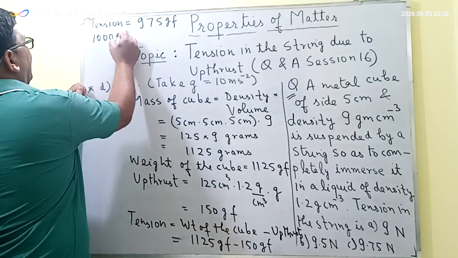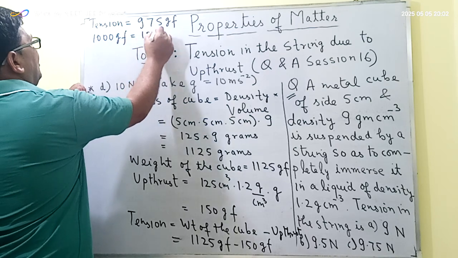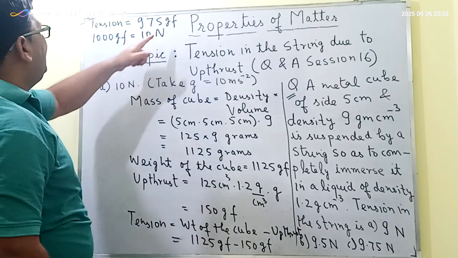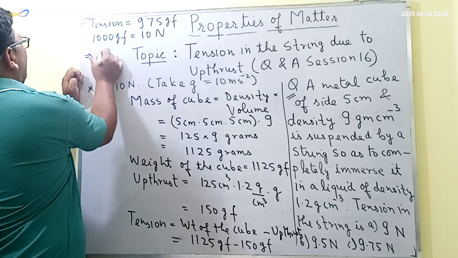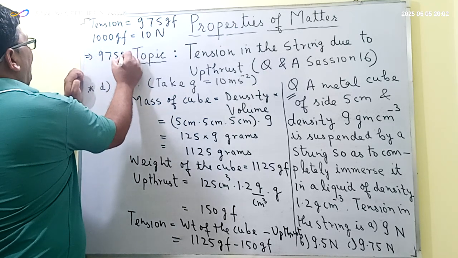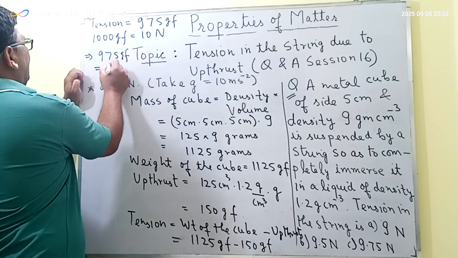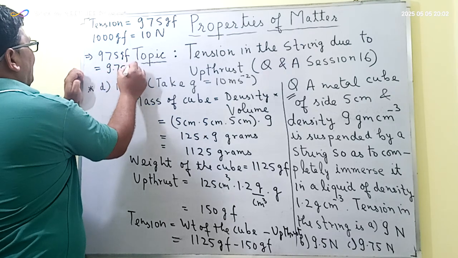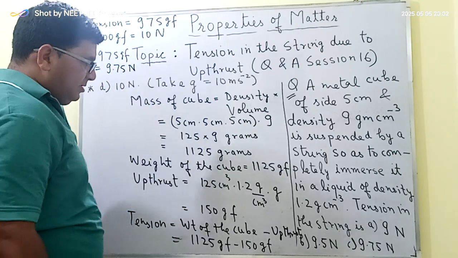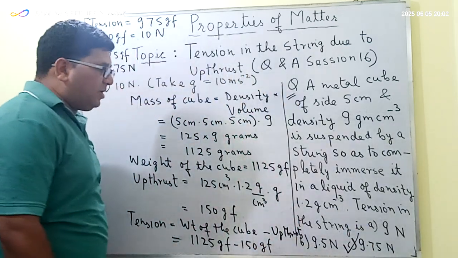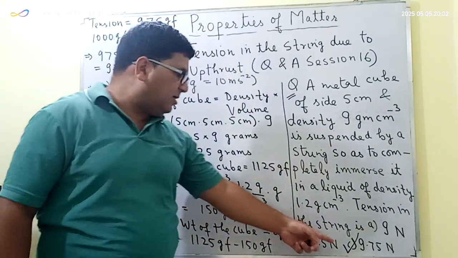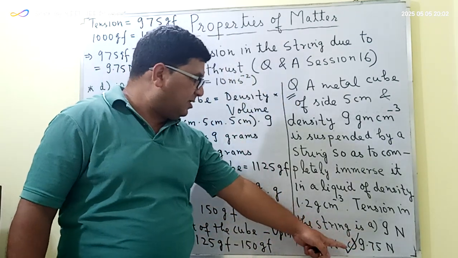10 newtons. So 975 gram force will be equal to 9.75 newtons. So the correct option here is C, that is 9.75 newton. So the tension in the string will be equal to 9.75 newton.